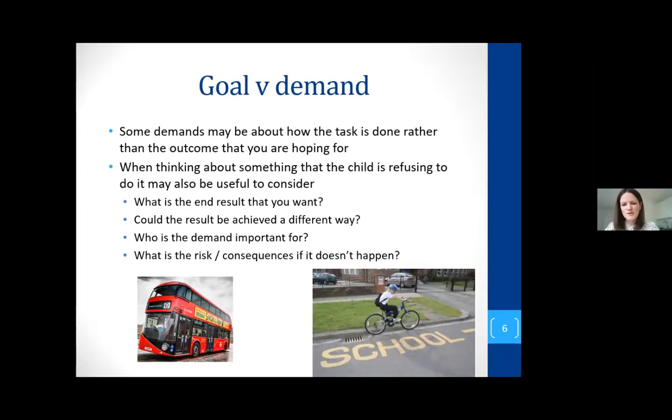So we might want the child to get to school, for example, but they refuse to walk. Actually, if it's so stressful walking and so difficult, and then by the time they get to school, it's an absolute nightmare, we'll get in the car because it's easier. And actually the goal is still being met, but the demand has changed. And it's about, I think, a lot of the time with children with autism, modifying what the demand is to fit with their needs, but keeping in mind what the goal is so that you still achieve that.